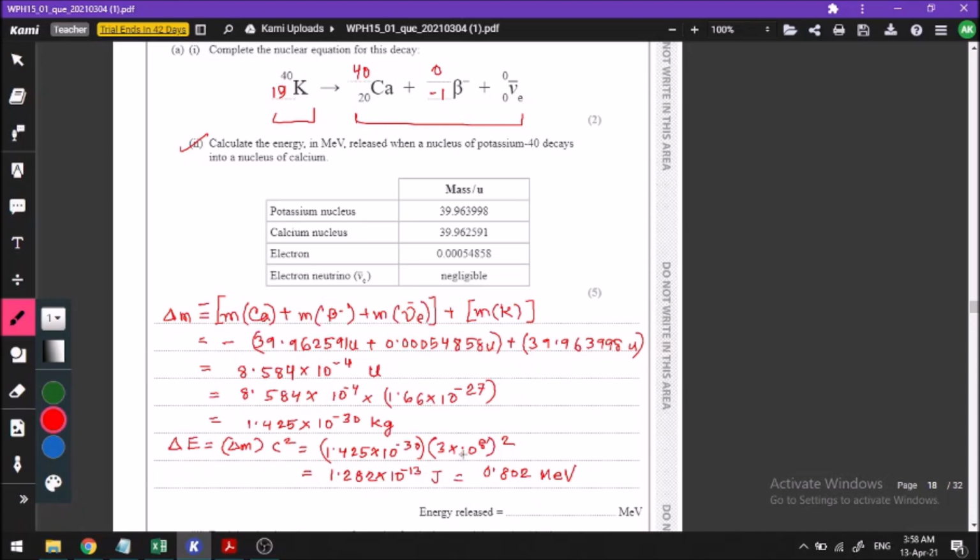Now, to convert this joule into mega electron volt, there are two steps. To convert the joule into electron volt, you have to divide by 1.6 times 10 to the power minus 19. And to convert that electron volt into mega electron volt, you need to divide the value by 10 to the power 6.